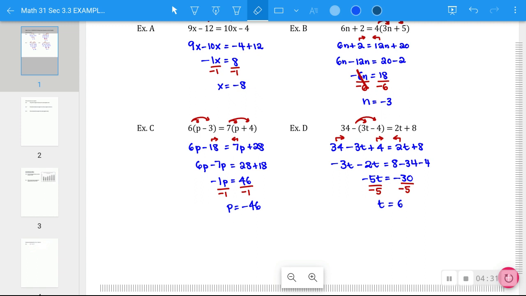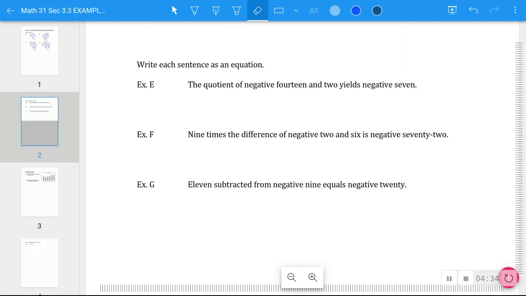Okay, so in the next section, what we're supposed to do is write the sentence that's described. Okay, so the mathematical version of it instead of the verbal version. And I'm going to start with a division. It says quotient. So we're dividing something here, two things. In this case, negative 14 is being divided by 2. And let me highlight what I've done so far. The quotient of negative 14 and 2. And then when it says yields, that means equals negative 7. And that's true.